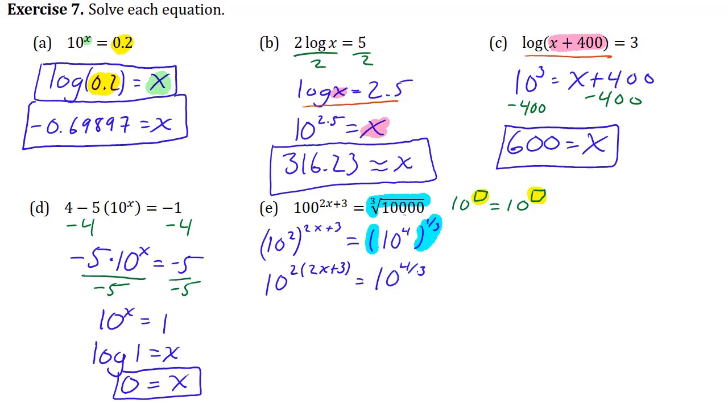So hey, we have 10 to a power equals 10 to a power. So whatever value of x makes those exponents equal is going to solve this equation. It's going to make the two sides of the equation equal. So for the left side, I'm just going to go ahead and distribute that 2 and write that as 4x plus 6 equals 4 over 3. And then you can subtract 6 from both sides.